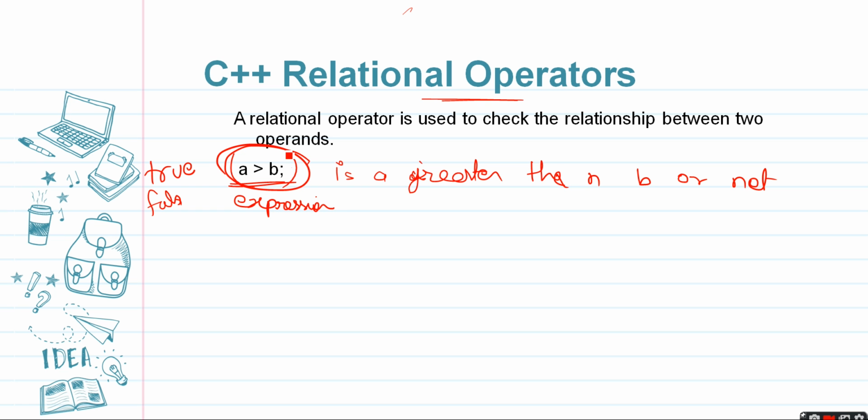But how do we write an expression using different things? We have used two things here. First, the variables, and second, the operator. This operator is called a relational operator, and these variables are termed as operands, and combined we term it a relational expression.